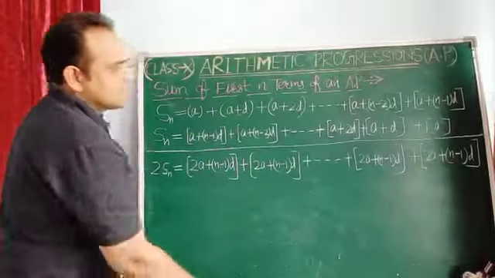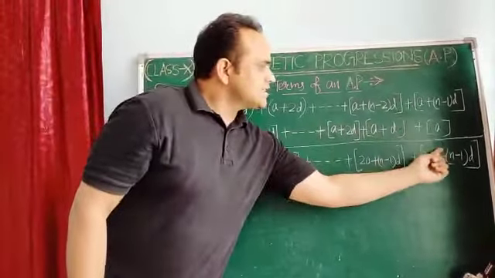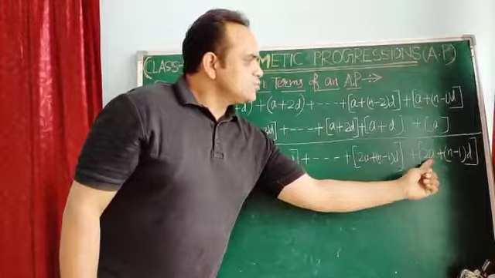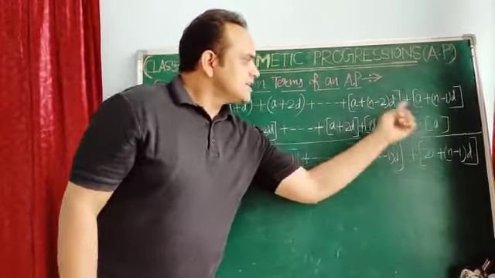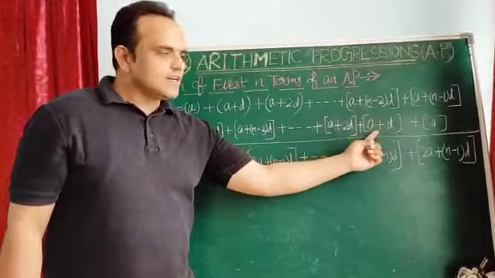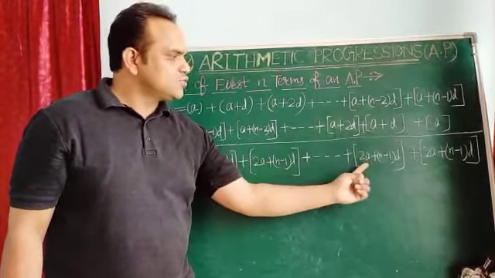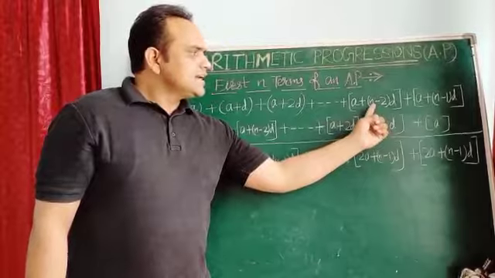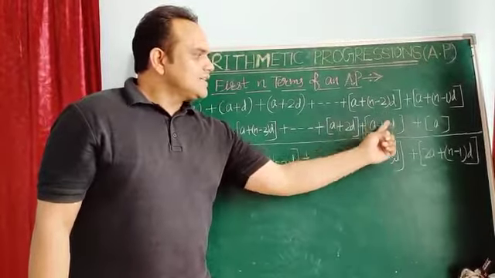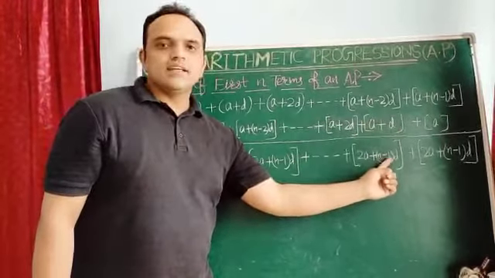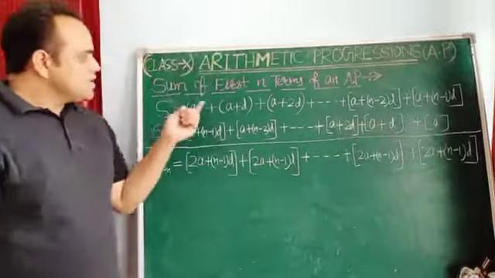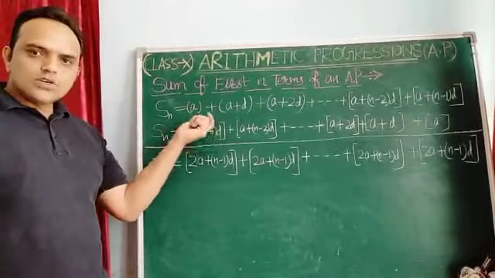In the same way, the last term is added to the last term. So a plus a is 2a plus (n minus 1) into d. The second last term is added to the second last term, so it is a plus a, 2a, and d with (n minus 2). When we add these two, it is (n minus 1) into d. Now n terms are added to the corresponding terms.